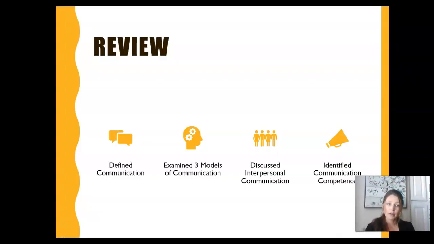So we've covered quite a lot today. We've spent time defining communication as a concept. We examined the three models of communication, which included the linear, interactive, and transactional models. We discussed interpersonal communication and the types of interpersonal relationships that we'll continue to learn about over the course of our semester together. And we identified communication confidence and how we can begin increasing that.